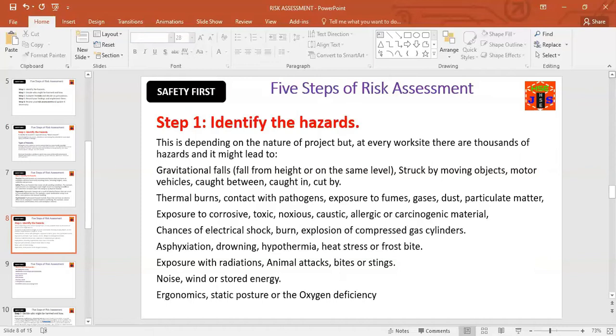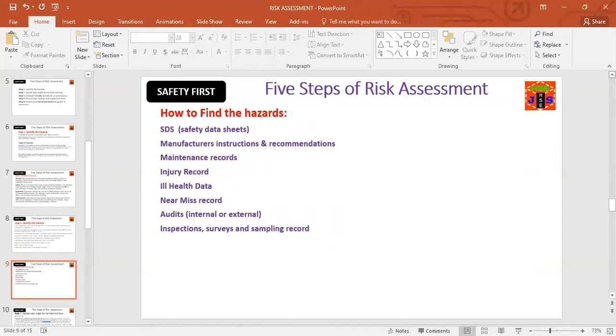So all these hazards have the potential to cause harm, injury, ill health, or damage. How to find the hazards? By studying SDS, safety data sheets, that come with all the chemicals, and manufacturer instructions and recommendations. All the plants and machinery have their booklet: how to operate, what is the safe pressure, what is the safe temperature, how to utilize it, how to maintain it, how to service it. Maintenance records, injury records, ill health data, near miss records, audits, either internal or external, inspections, surveys, and sampling records are all helpful to find the hazards.